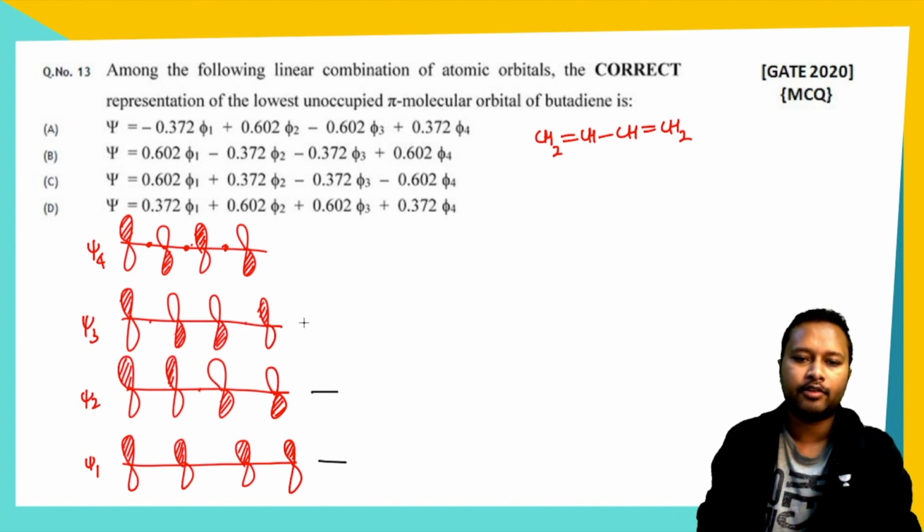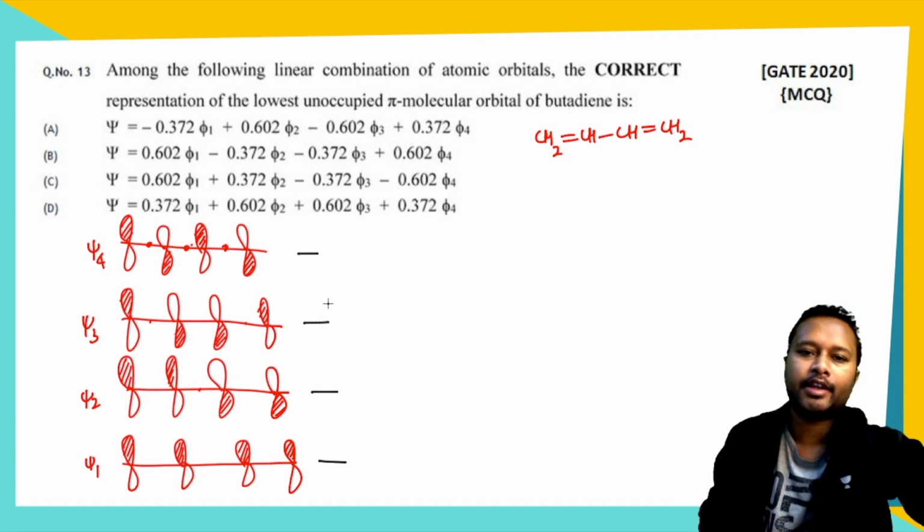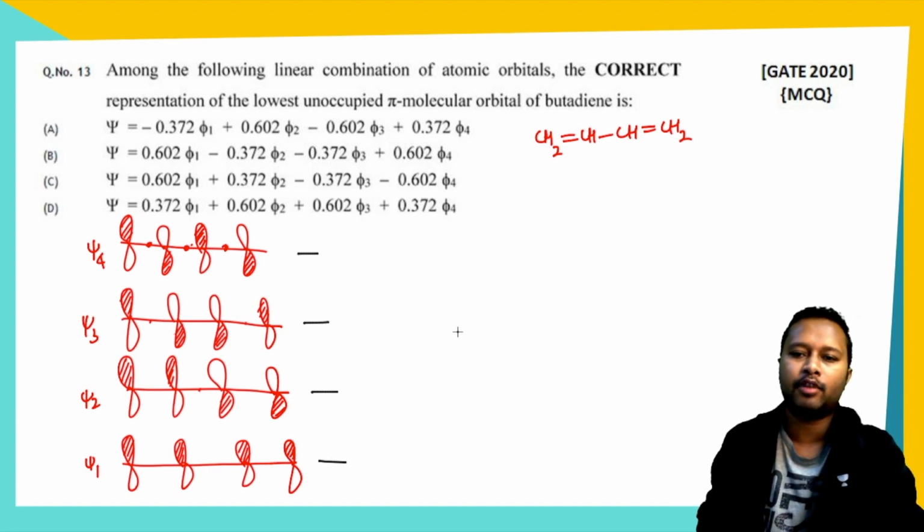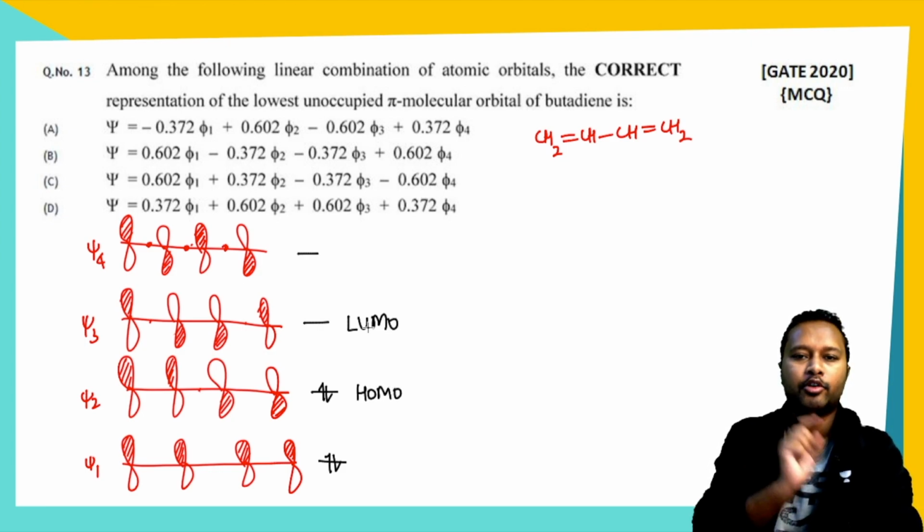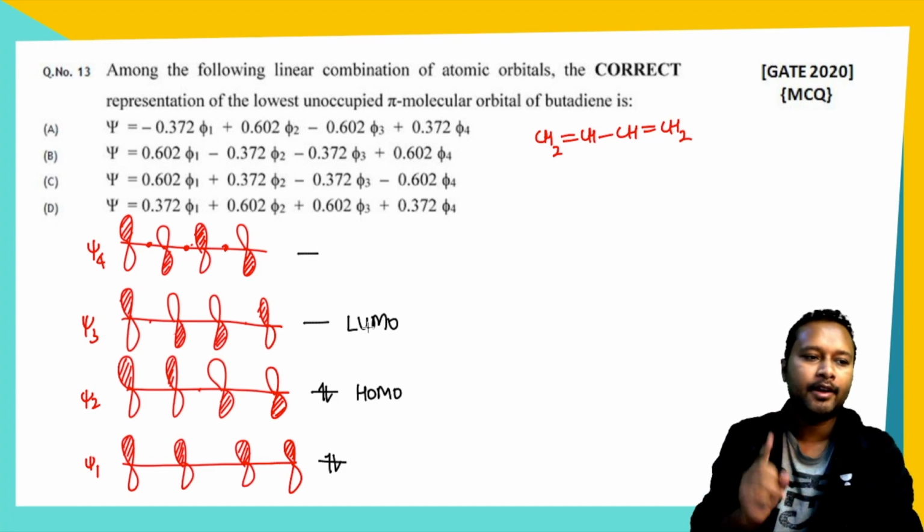Now you have to fill the electrons. In order to fill the electrons, you have 4 pi electrons, 1, 2 and 3, 4. Each pi bond corresponds to 2 electrons, so just fill them. This is how it is going to be filled. So this becomes your HOMO and this becomes your LUMO. They are asking about the LUMO here, the lowest unoccupied pi molecular orbital.